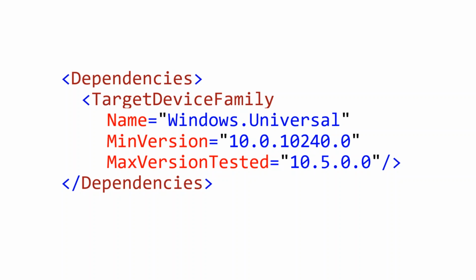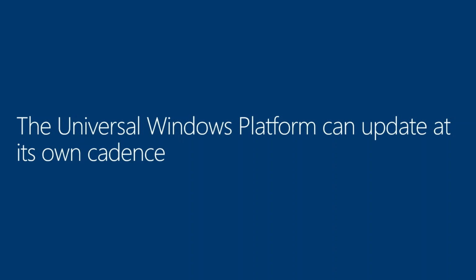So this is how the dependency will be there. You will be able to tell that, hey, my target device family is so and so. I support a min version which is 10.0.10240. So that's the RTM build version of Windows 10. And you can also say, oh, I've tested, and the max version is 10.5, which is nothing but, if you're an insider, you would have got the latest fast ring build. So this is how you now target the device families.